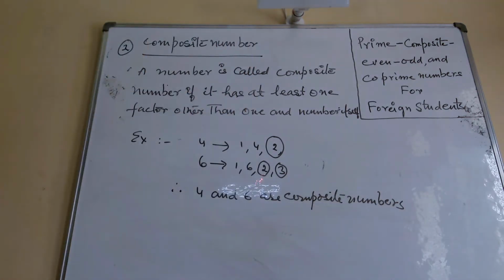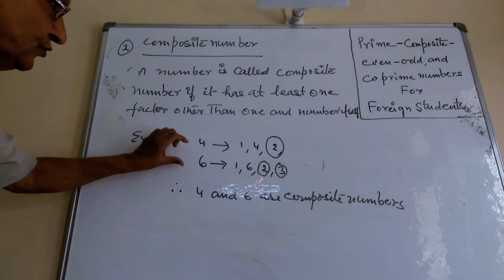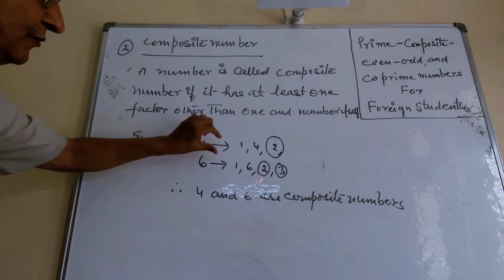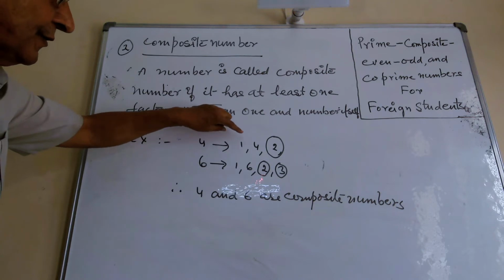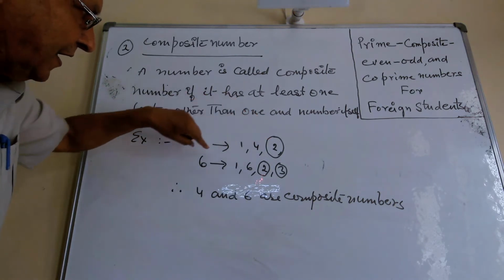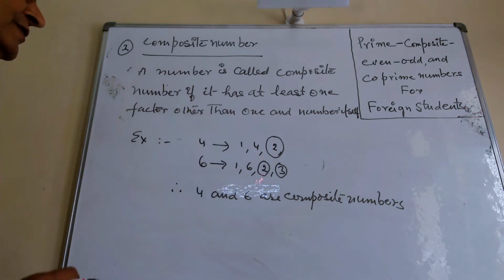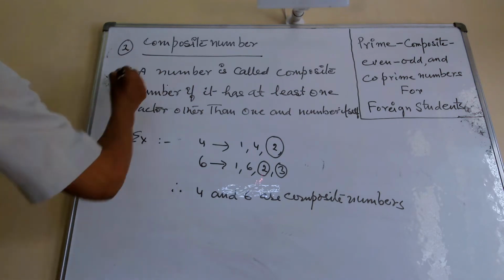So you have seen, my dear students, these two numbers: 4 has one factor other than 1 and 4, and 6 has two factors other than 1 and 6. So these two numbers are composite numbers and so on. So this is the definition of composite number.